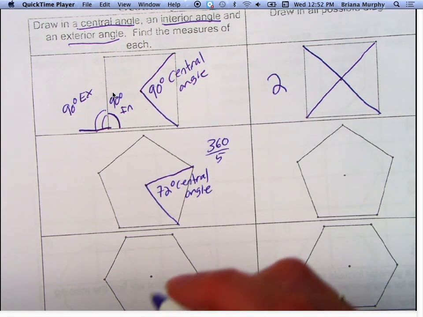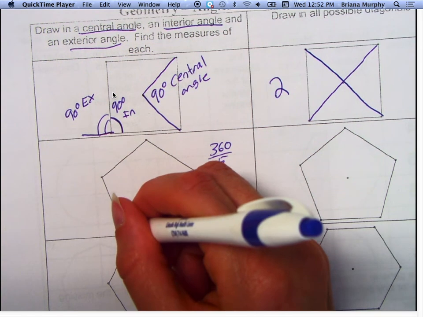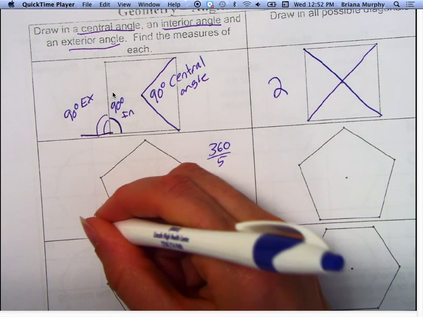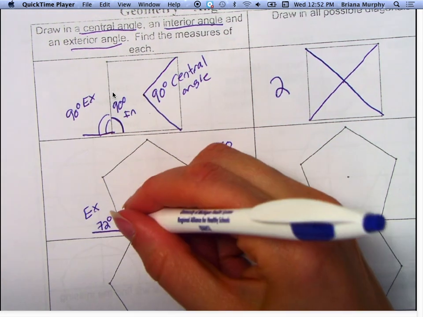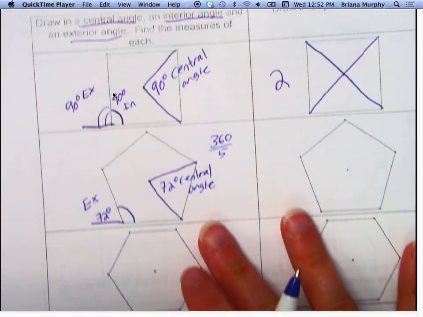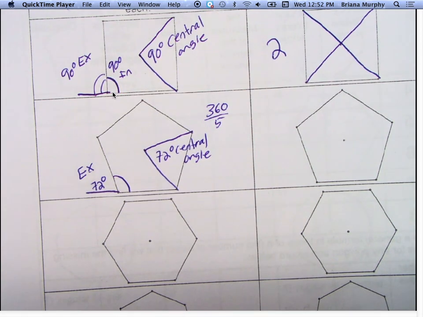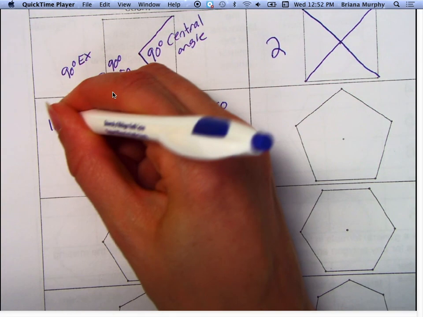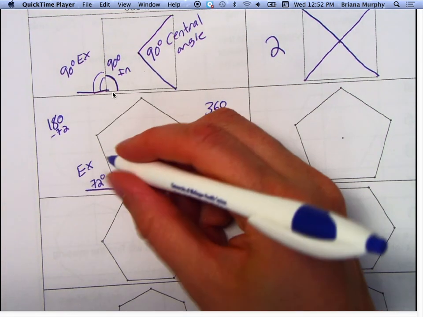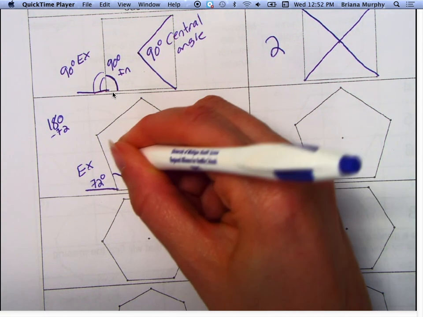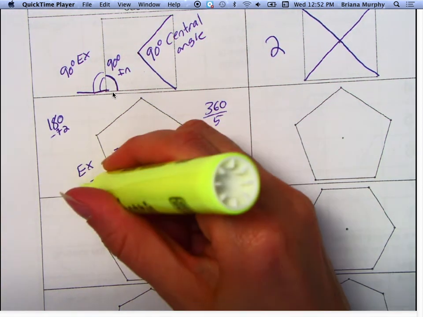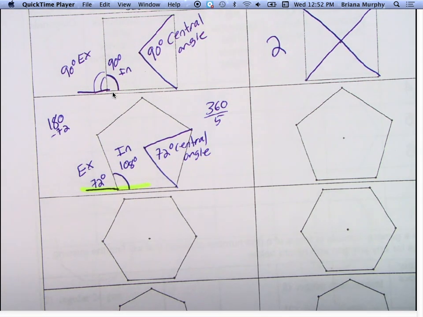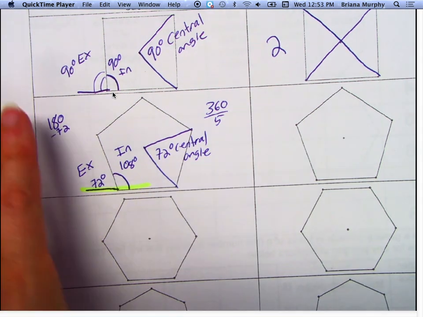Okay. So central angles and exterior angles are the same. So this has to be 72. My exterior. All right, how am I going to find this interior angle right here? Subtract 180 minus 72, and I get 108 degrees is my interior angle. Right? And why did I use 180? Because it forms a what? If I just expand this line, this is all like what line? Straight line, and straight lines are 180 degrees.